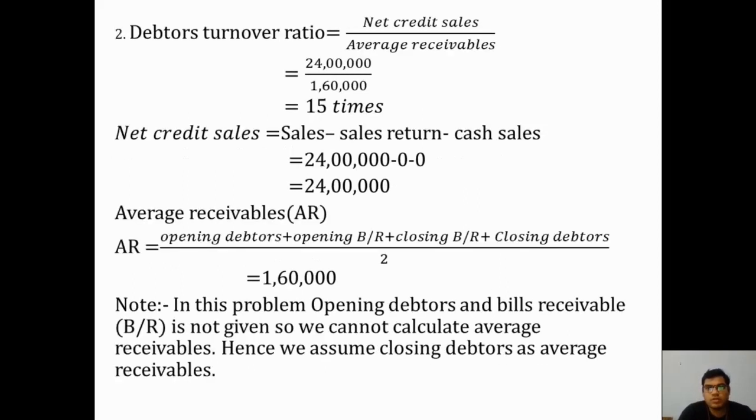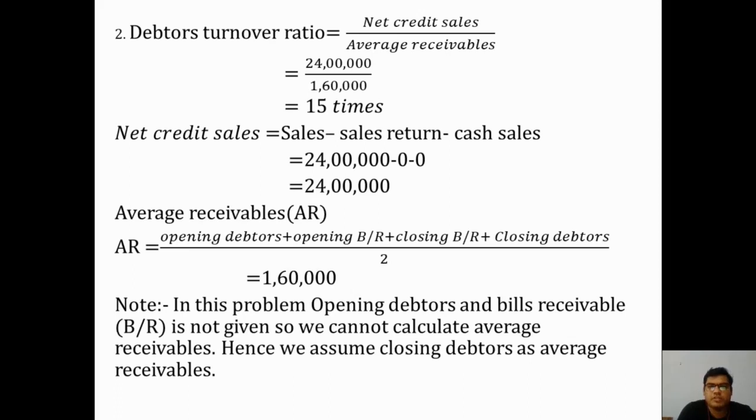Next is debtors turnover ratio. The formula for debtors turnover ratio is net credit sales divided by average receivables. What is net credit sales? The formula for net credit sales is sales minus sales return minus cash sales. In this problem, the sales value is 24 lakhs and we have no information about sales return or cash sales, so we cannot subtract anything. So net credit sales value will be 24 lakhs.